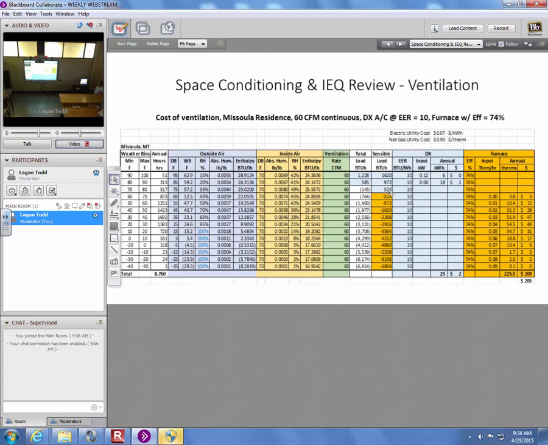So this is only showing how much the air conditioner would have to run just to cool down this 60 CFM of ventilation air, and how much the furnace has to run just to heat up the 60 CFM of ventilation air. Okay, so we end up with 25 kilowatt hours or $2 a year for the air conditioning, and 226 therms or $205 a year for the heating.